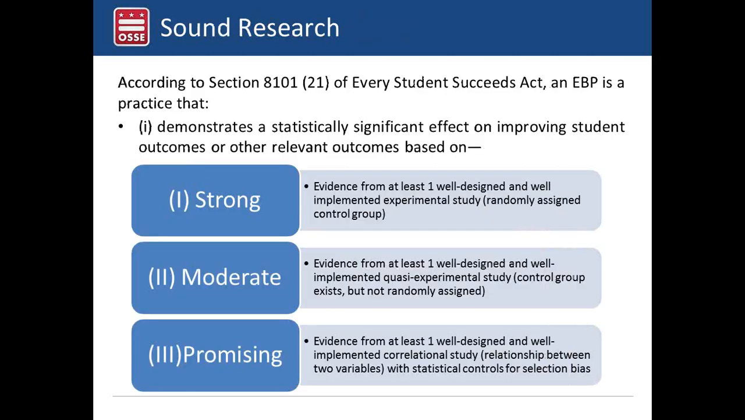ESSA also outlines levels of EBPs based on soundness of research. The levels of EBPs designated include strong, moderate, and promising. This too is a continuum, but it is based on the type of study and the research design used in the study.